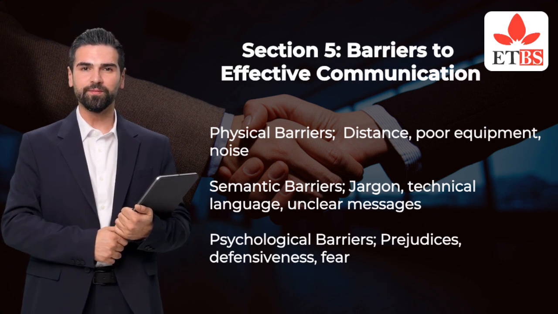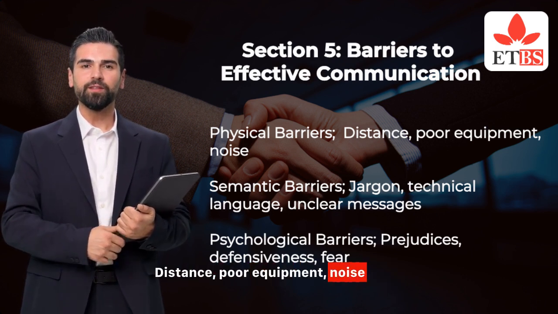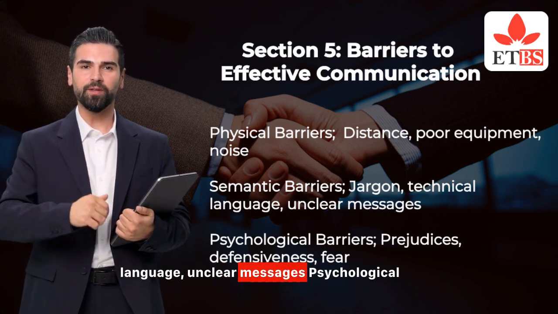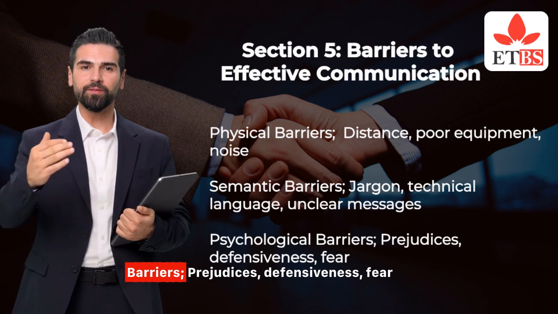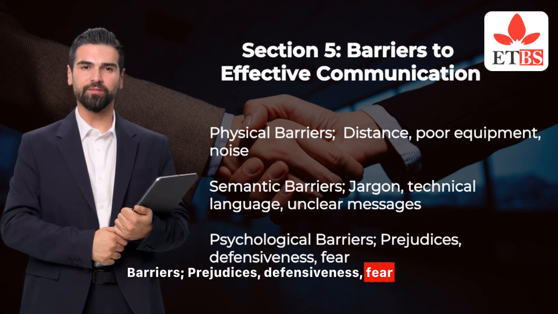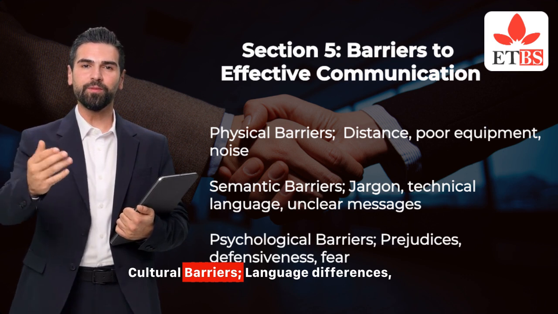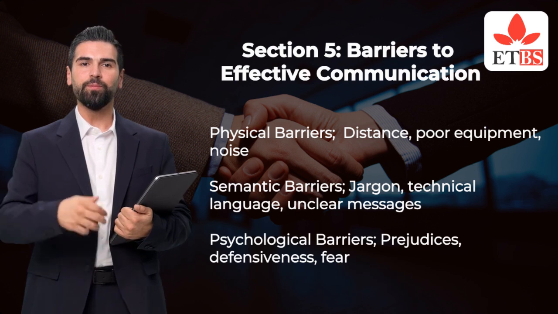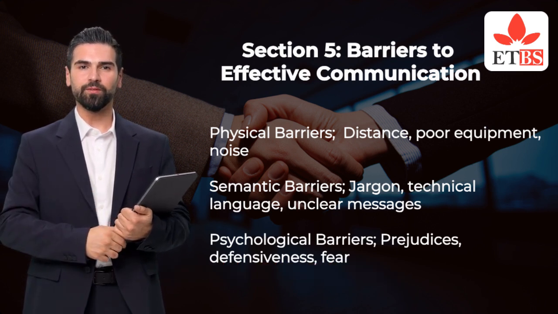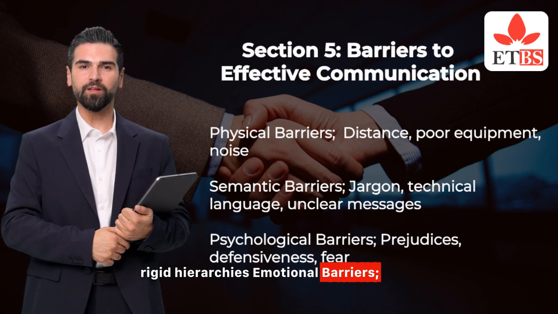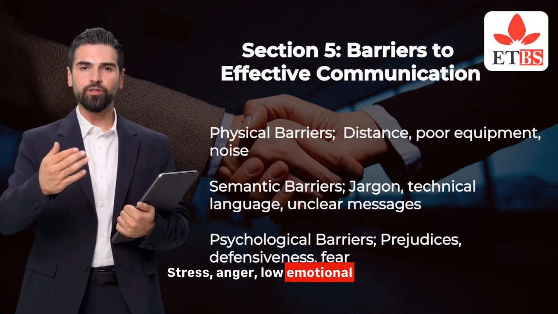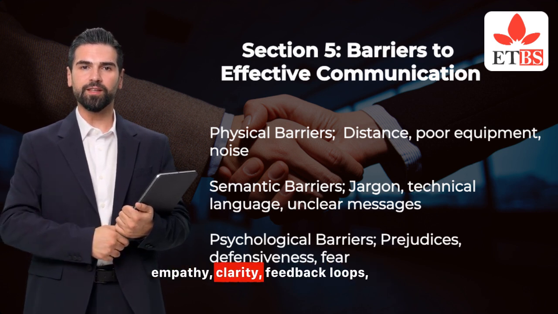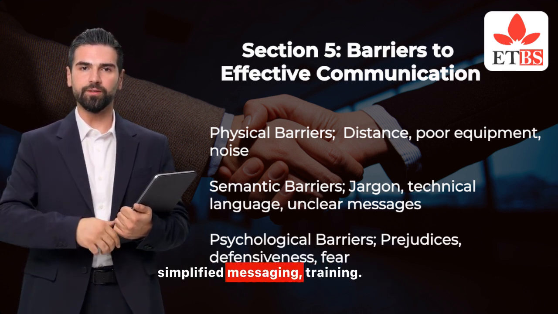Section 5: Barriers to effective communication. Physical barriers: distance, poor equipment, noise. Semantic barriers: jargon, technical language, unclear messages. Psychological barriers: prejudices, defensiveness, fear. Cultural barriers: language differences, values, traditions. Organizational barriers: poor structure, information overload, rigid hierarchies. Emotional barriers: stress, anger, low emotional intelligence. Solutions: active listening, empathy, clarity, feedback loops, simplified messaging, training.